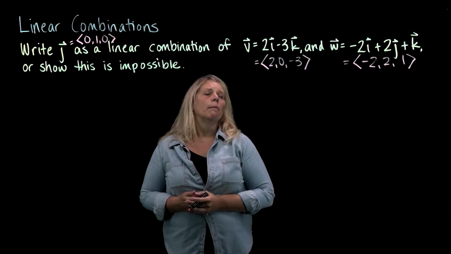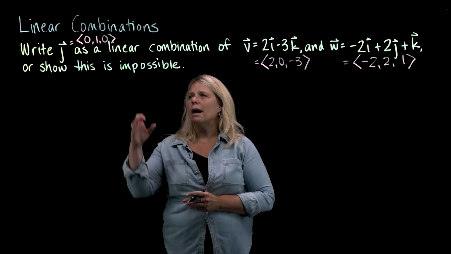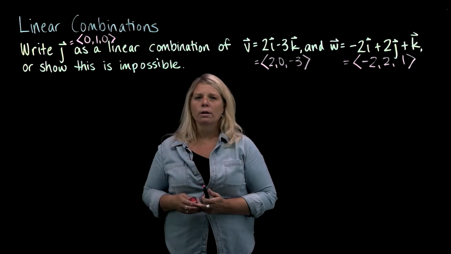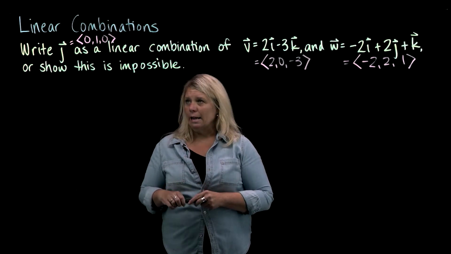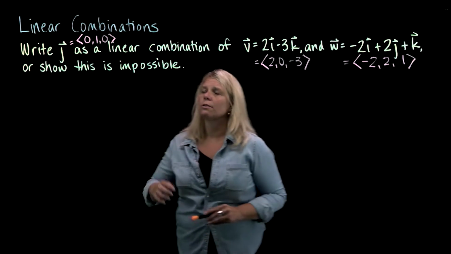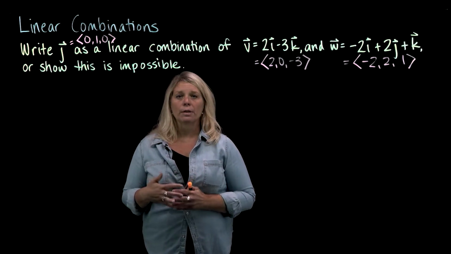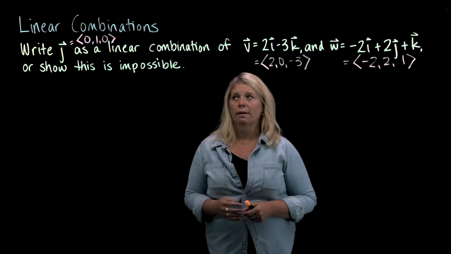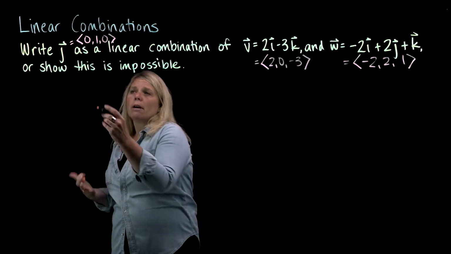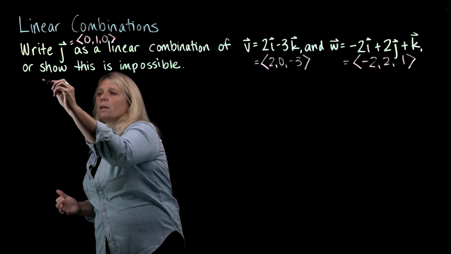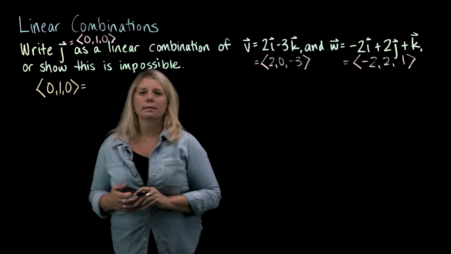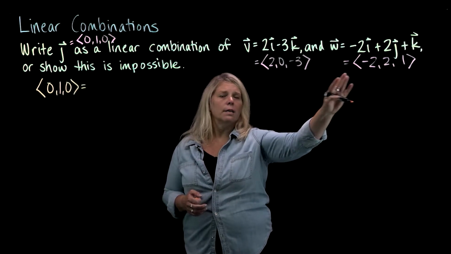So, all right, what I want to do here is think about writing this vector as a linear combination of these other two vectors, or show this is impossible. So let's think about what that means. We talked about linear combinations a few videos ago. A linear combination is when you take a sum of scalar multiples of two objects. So the idea here is that I want to show somehow, if possible, that J, which in component form is (0, 1, 0), is a sum of scalar multiples of these other two vectors.